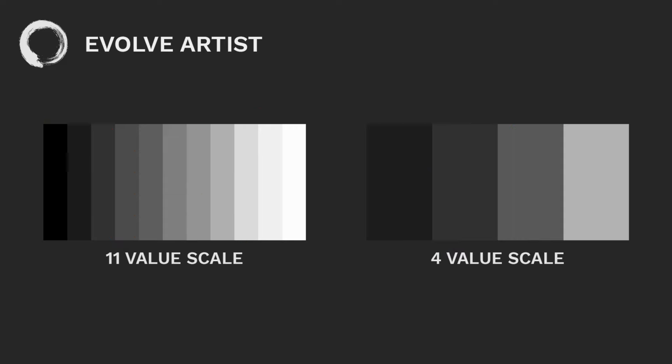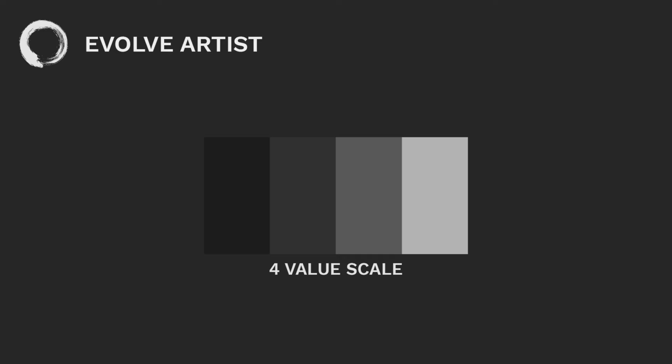Remember what the purpose of a value scale is. In reality, there is an infinite range of values, and our eyes can even see about 1,000 steps of those values. So we use a value scale to simplify that infinite range into just a few components. But wait, how do you match all of those values if you only have 4 values to pick from? You don't.